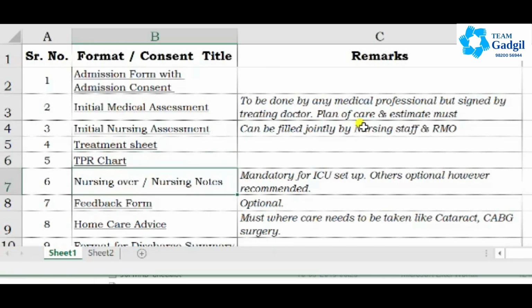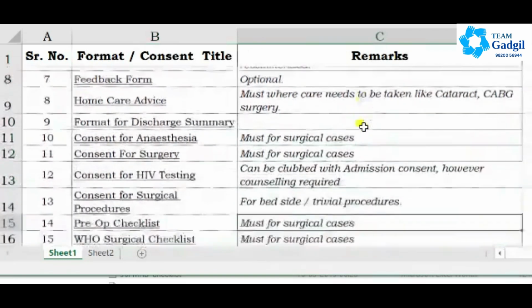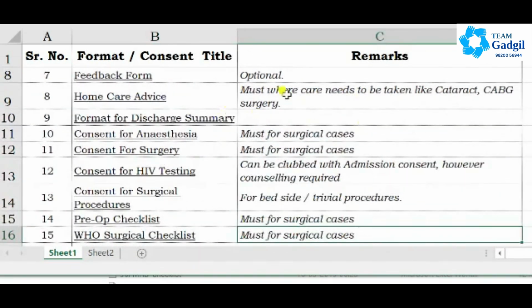Nursing notes, again the same: depending on the competency of the nursing staff, you can decide to have it or not. However, it's a good idea to have it, and especially for an ICU setup, it's almost mandatory. Feedback form is completely optional. You can have it or you don't need to have it. It's up to you.